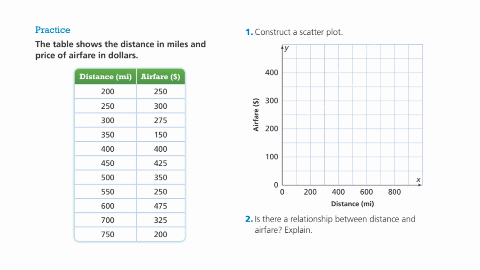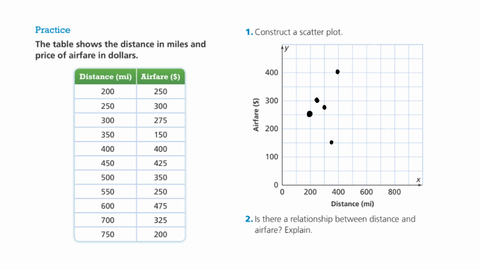Our first point, 200, graphed at 250. Point 2 is 250 graphed at 300. 300 graphed at 275. 350 graphed at 150. 400 graphed at 400.